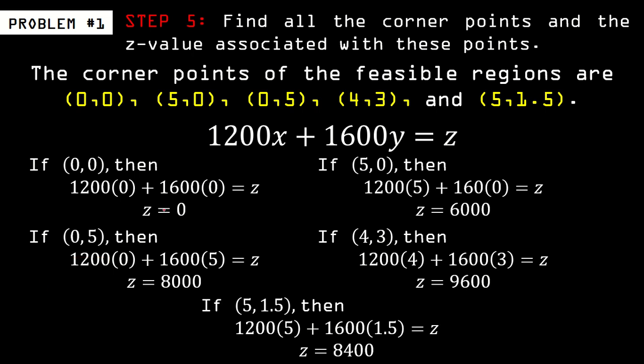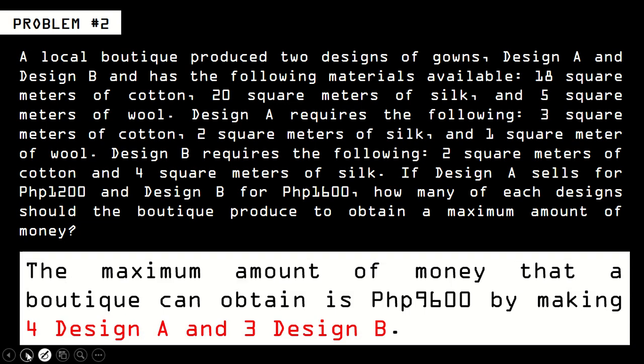So comparing them all, the total amount of money, we have here the highest, which is 9600, and that is 4, 3. So the value of x here is 4, and the value of y here is 3. Okay, so x represents the number of gowns for design A, and y represents the number of gowns for design B. So therefore, we'll have our conclusion: the maximum amount of money that a boutique can obtain is 9600 by making 4 design A and 3 design B of gowns.